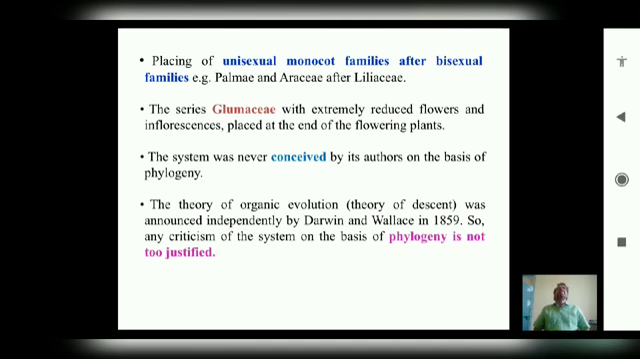That is a merit again. The system was never conceived by its authors on the basis of phylogeny. The theory of organic evolution was announced independently by Darwin and Wallace in 1859. So any criticism of the system on the basis of phylogeny is not too justified.